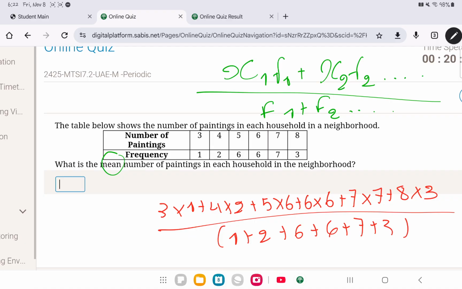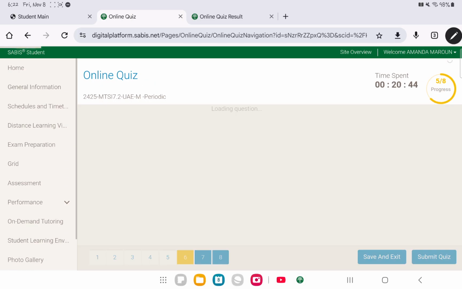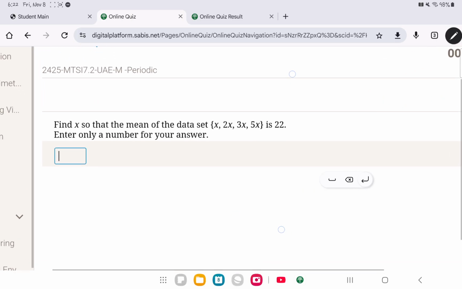And if you do it on your calculator, 3 times 1 plus 4 times 2 plus 5 times 6 plus 6 times 6 plus 7 times 7 plus 8 times 3 over 1 plus 2 plus 6 plus 6 plus 7 plus 3 is equal to 6. So the mean number of paintings in each household in the neighborhood is 6. Now we proceed to question number 6.